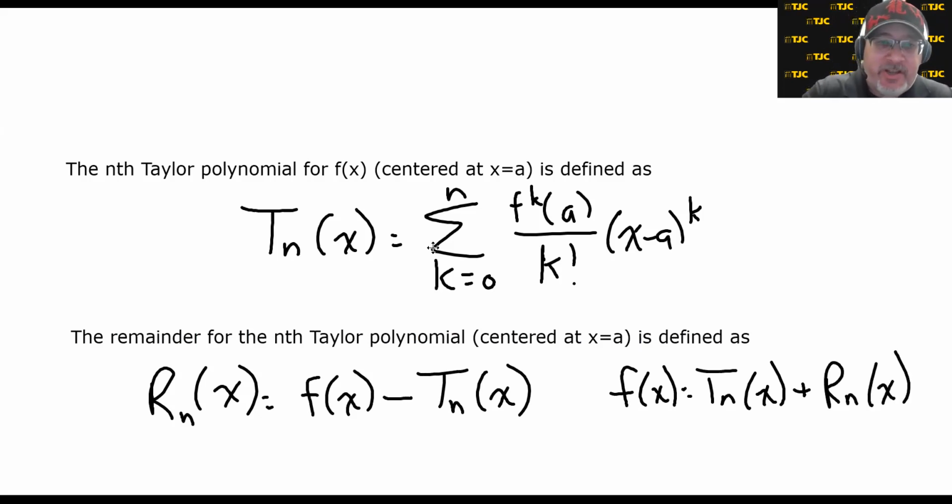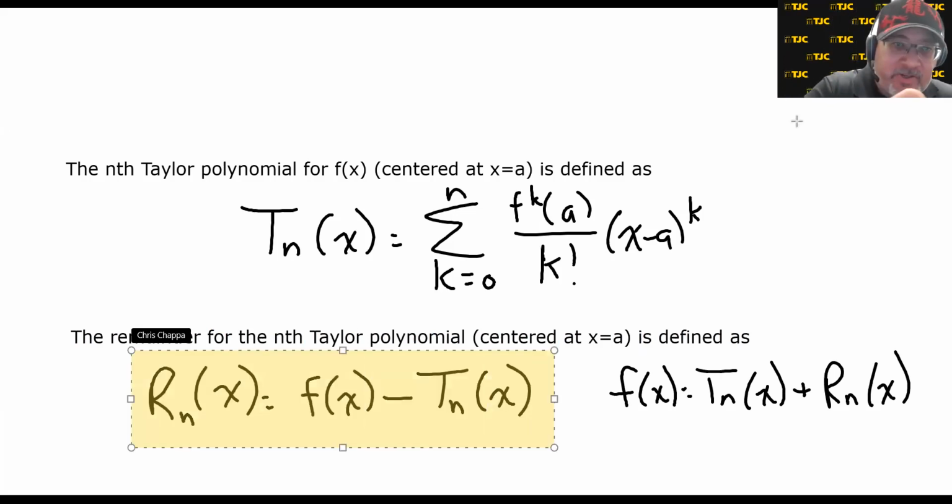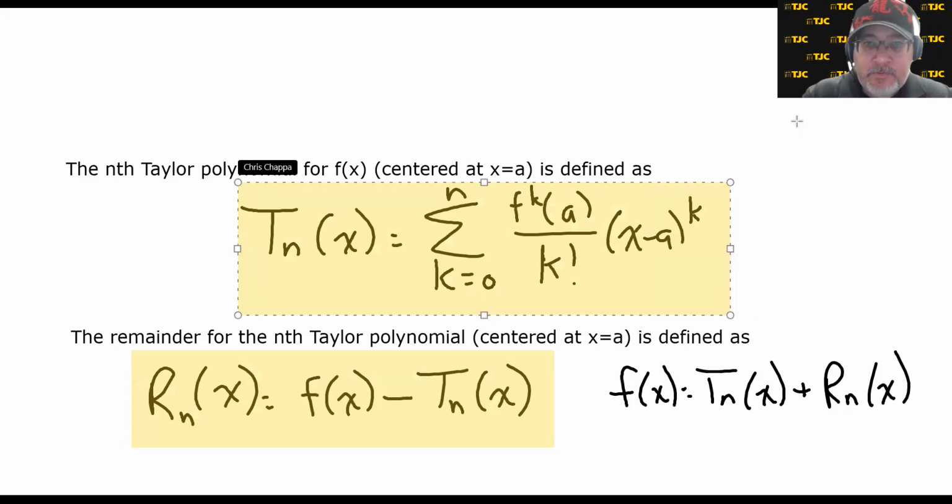But its definition is, what are we approximating minus what are we approximating it with? Let's highlight that right there. Let's highlight this too. It's our definition. So you can think of it as the infinite tail, if you will, except it's not quite that.